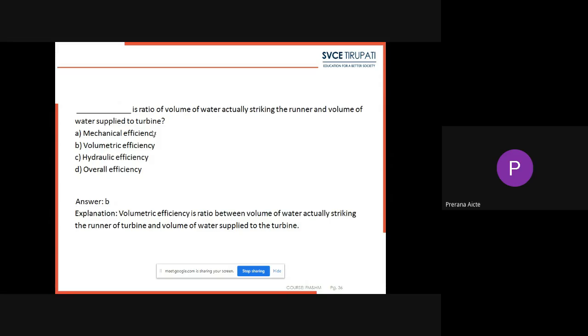Next question. Which one is the ratio of volume of water actually striking the runner and volume of water supplied to the turbine? So the answer is volumetric efficiency. Volumetric efficiency is the ratio between the volume of water actually striking the runner of the turbine and the volume of water supplied to the turbine.